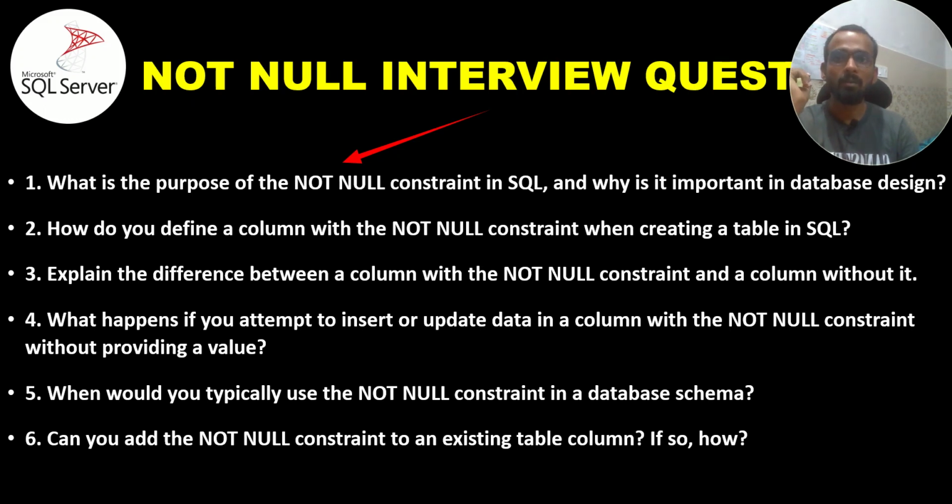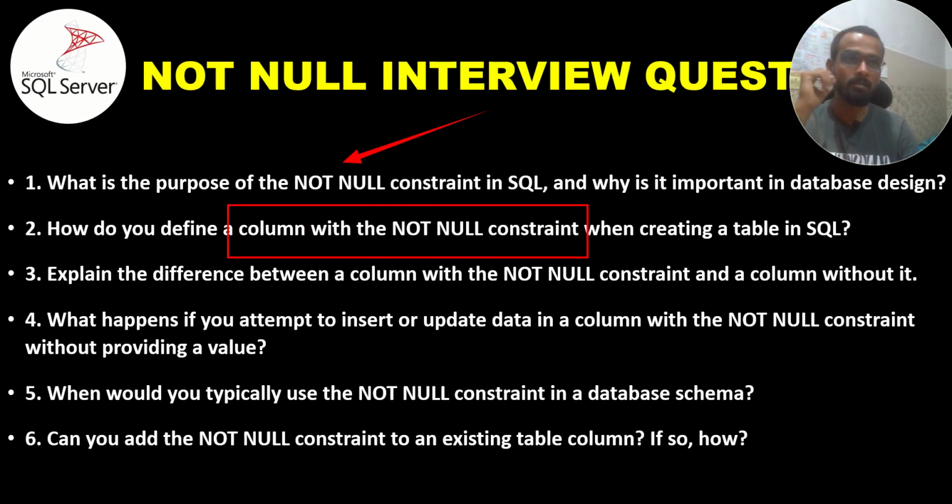How do you define a column with a not null constraint when creating a table? Whenever we are creating any kind of constraint, first we have to create the table, and when writing the column name, after that we have to provide the particular constraint name. In this case we are providing not null. We have seen the prior slide also for the employee ID.